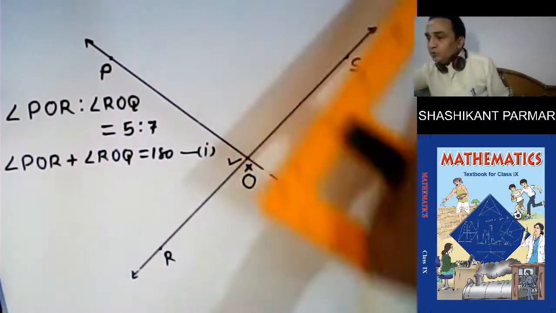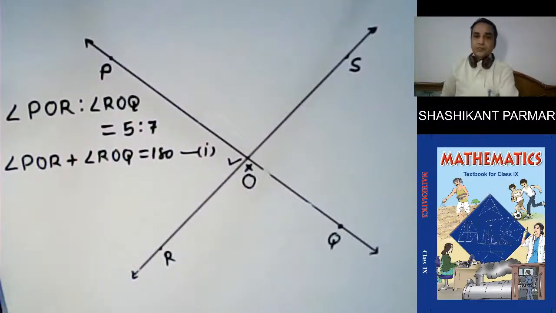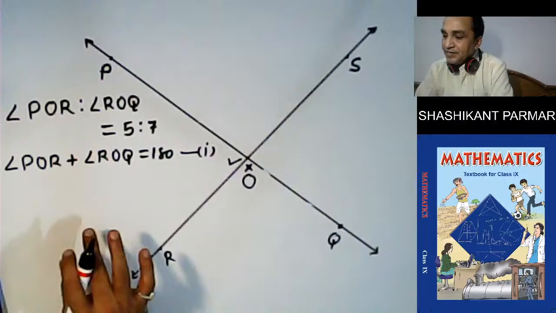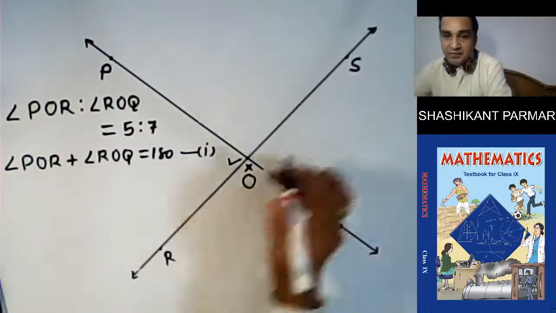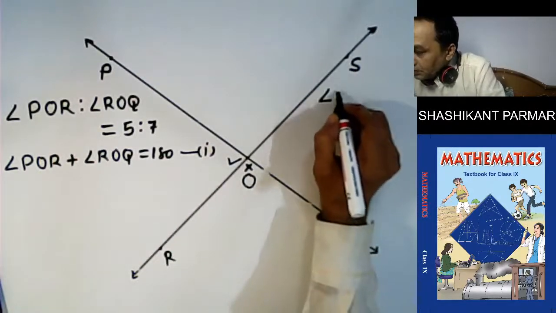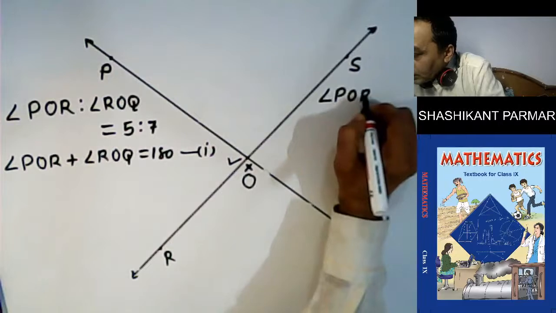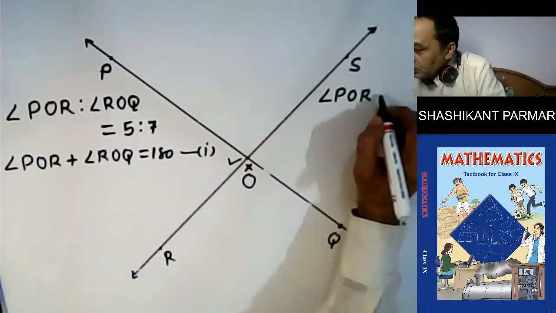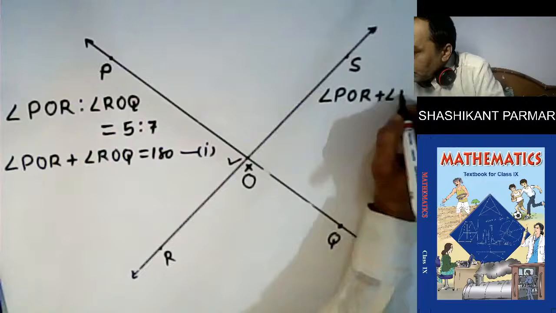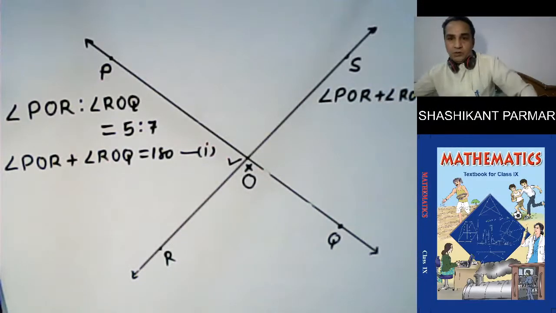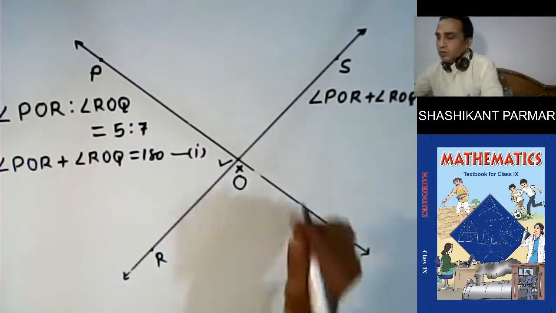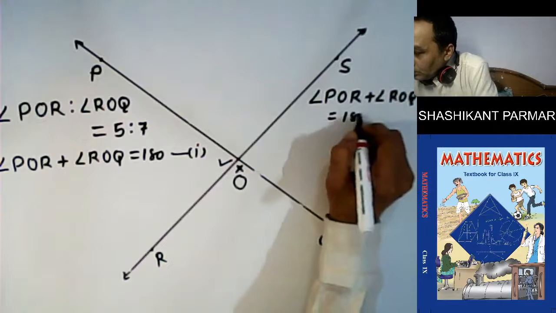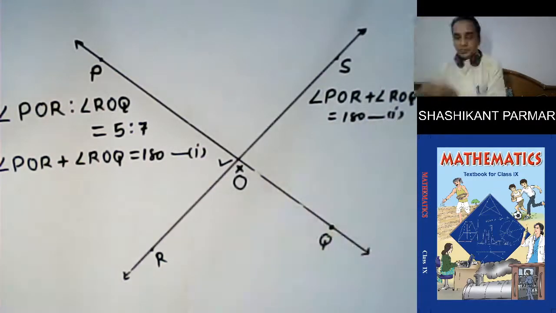Okay. Now let me write this here. Angle POR plus angle ROQ is equal to 180, number first.